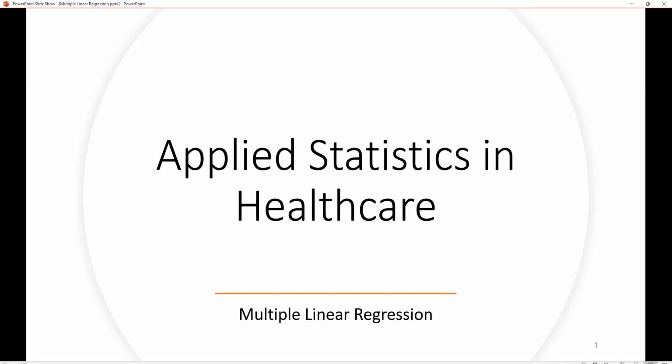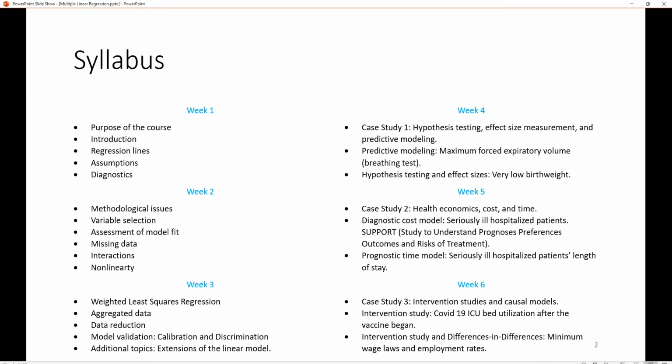This is the Applied Statistics in Healthcare series, and this is the fourth session of the multiple linear regression course. In week 4, we're going to look at the first set of case studies, and these will cover the topics of hypothesis testing, effect size measurement, and predictive modeling.